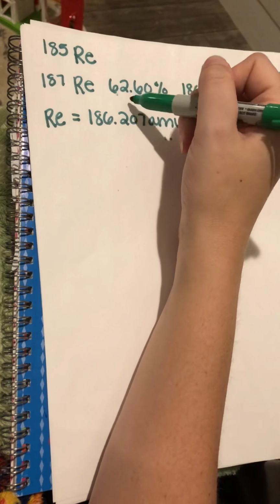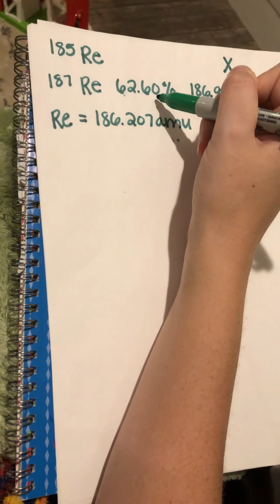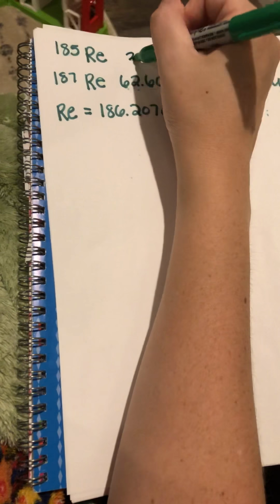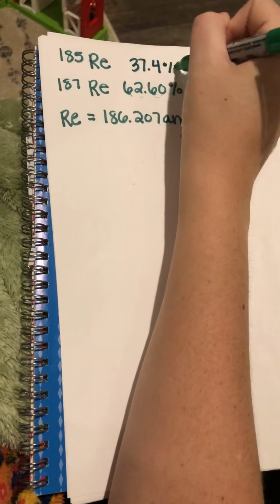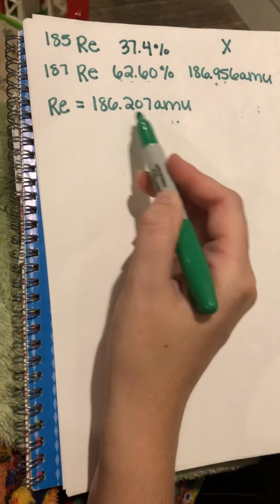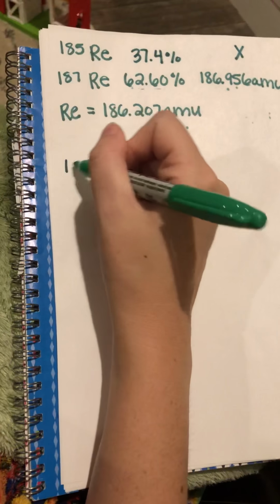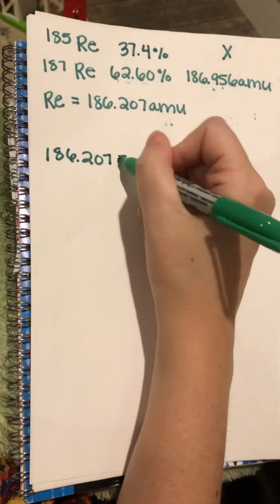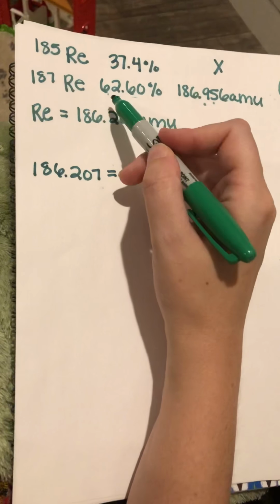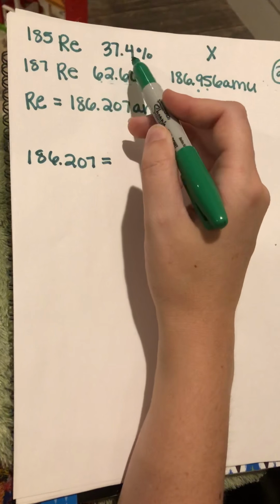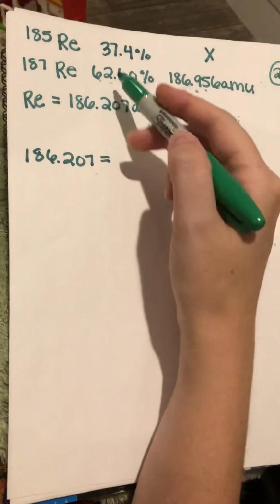Well, we're smart girls. If this is 62.60%, then I can do 100 minus 62.60, and I know that this isotope makes up 37.4% of that total atomic mass. So again, my total is 186.207, and it's going to equal 62.6% of this number plus 37.4% of this unknown number.